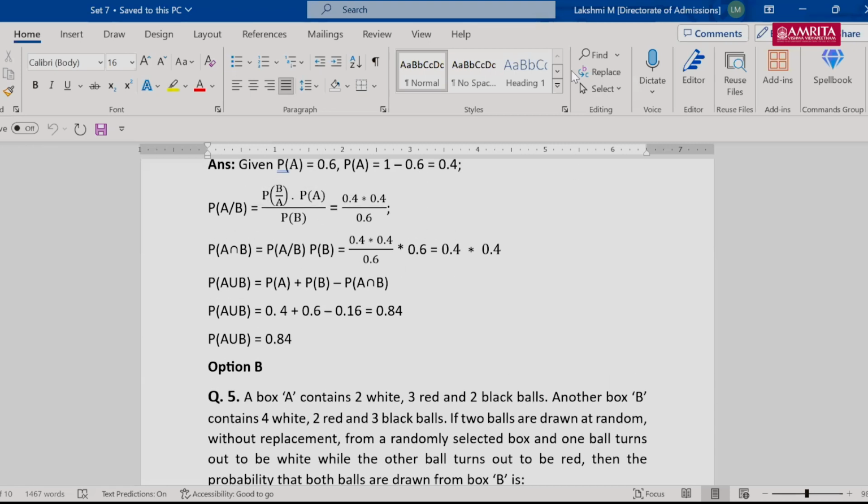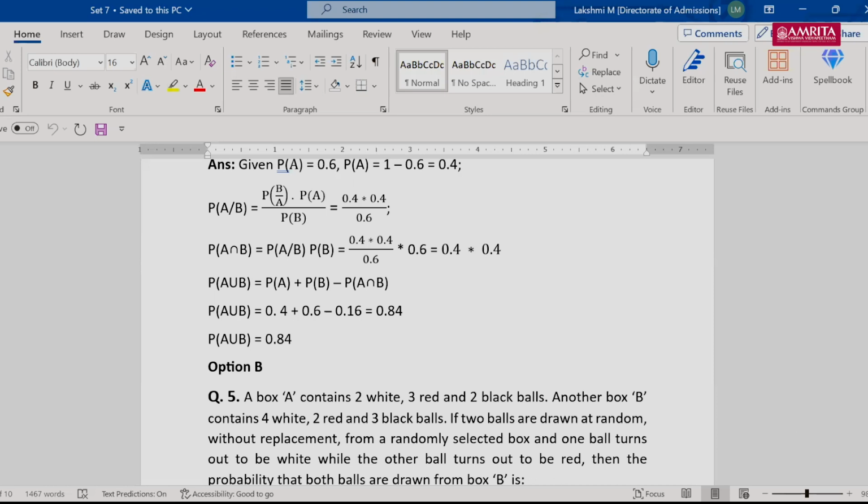All these are the formulas that you have studied, right? P(A|B) into P(B) equals P(A ∩ B). You have the values here, and you need to find A intersection B. So substitute the values and you get 0.16. If you have that, you can substitute in this equation and find A union B.